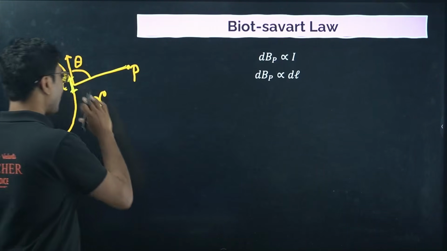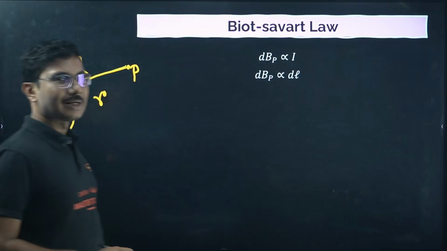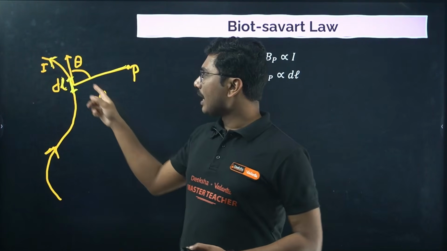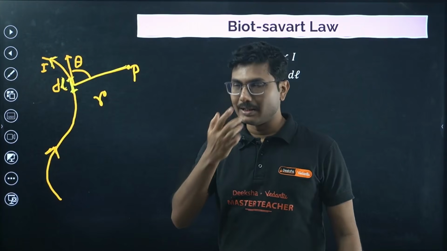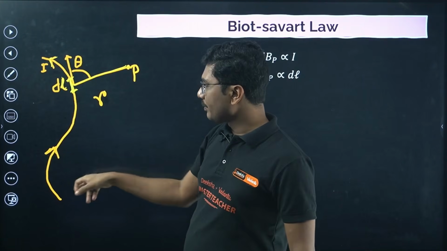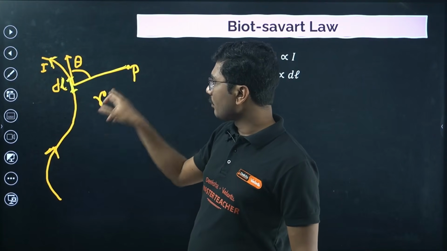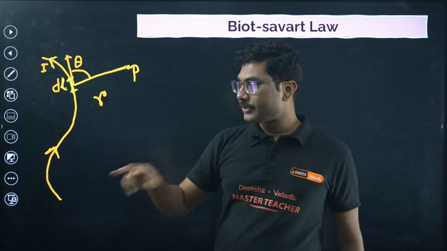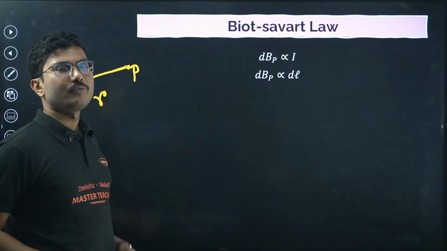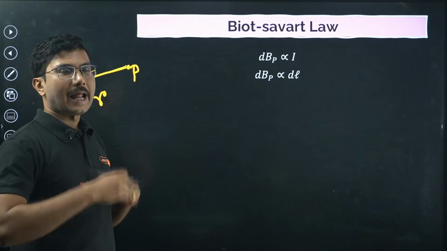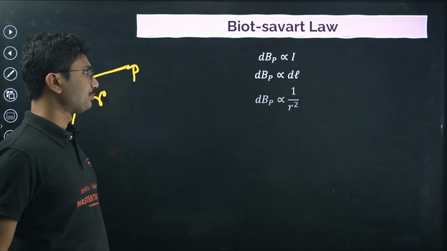Now why can we not take any arbitrarily bigger length? Because only if all the points are at the same distance can we take the dl. For example, if you take dl over here, for a small distance, all the points of the dl will be at the same distance from P. It depends on which point you are taking and the dl you are taking.